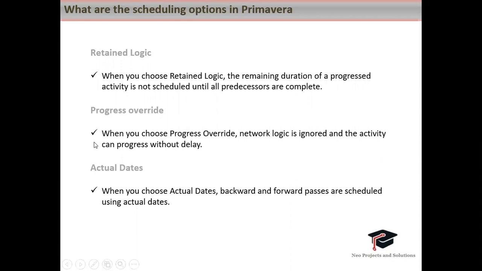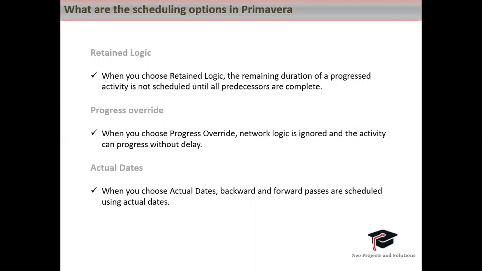Then progress override. When you select progress override, network logic is ignored and the activity can progress without delay. So if your activity is started out of sequence, it will continue to finish that activity without maintaining the logic for your network.